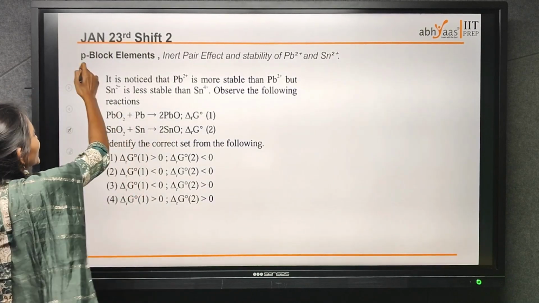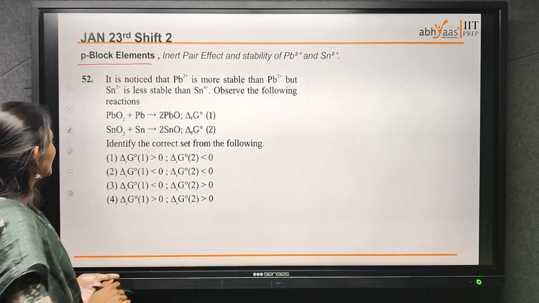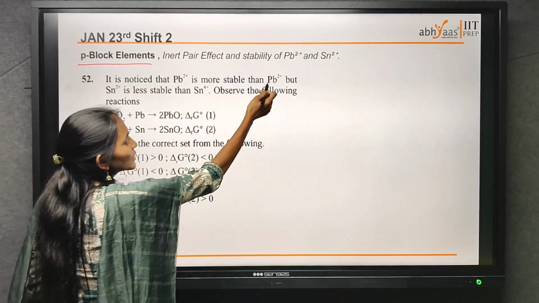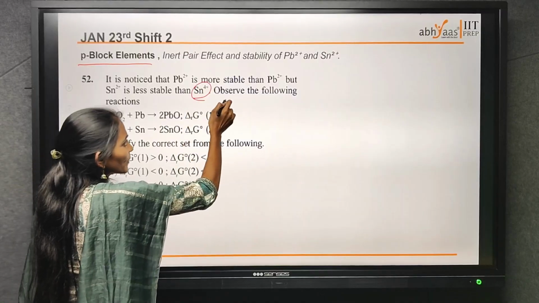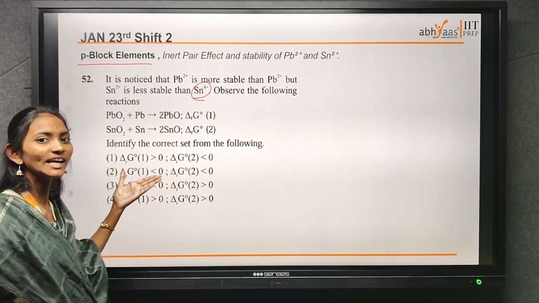This question is raised from p-block elements. They are asking about the inert pair effect. Here it is noticed that lead is more stable in Pb2+, but strontium is less stable than strontium 4+. Observe the following reaction. They are asking for the correct set.